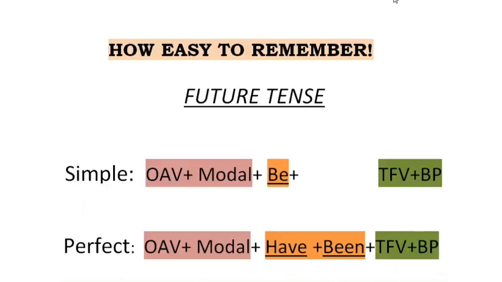Okay. Now we'll see another cream of the lesson, how easily we can remember the passive rules of future tense. We have already seen how easily we can remember present tense and past tense. So now it's the turn of future tense. Future simple is passivized. Future perfect is passivized. Not future progressive form, not future perfect progressive form. So see what's the similarities here. In future simple, first comes OAV plus modal plus B plus TFV plus BP. In future perfect, OAV plus modal plus have plus been plus TFV plus BP.